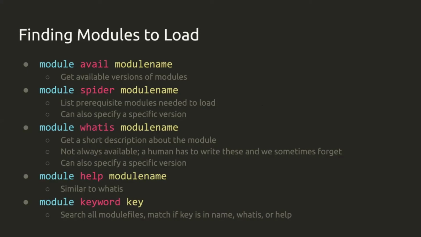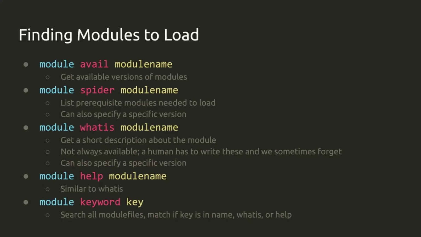That's where module spider comes in. If you do module spider and then the module name, and maybe even a slash version name, it will list the different prerequisites that need to be loaded and in what order to load them. Module whatis and module help are very similar to each other. They both give short descriptions about the module. They're not always available though, because a human has to go in and write these, and we sometimes forget. So just keep in mind that they're not always available.